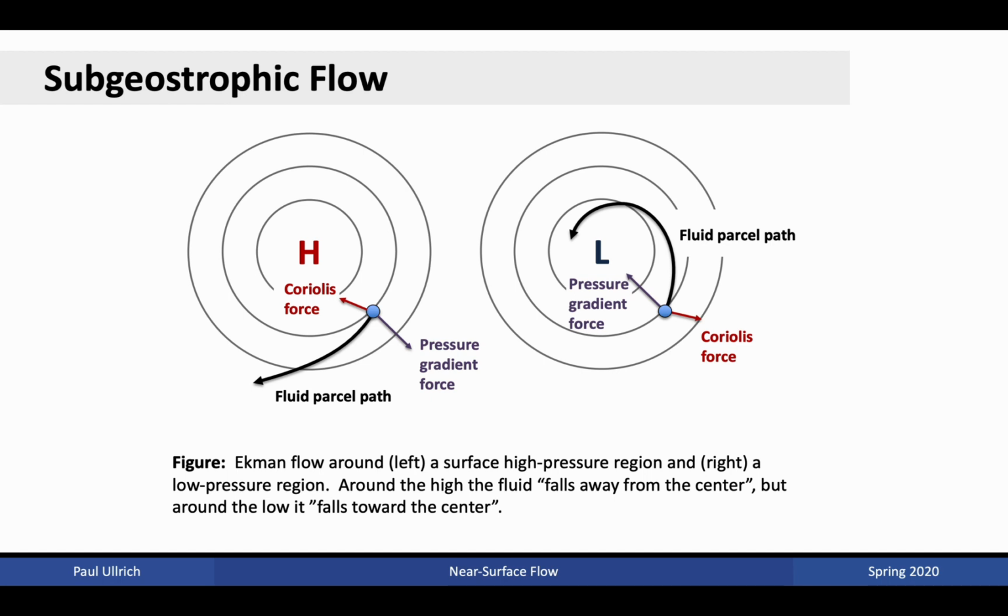The net result, if one traces the trajectory of these fluid parcels, is to see in the high pressure case a fluid parcel that spirals out away from the high, whereas in the low pressure case you have a spiral into the low. The spiraling, of course, occurs because the flow is still mostly geostrophic. That is, it tends to try to follow along these lines of constant pressure, but with a slight inward tilt associated with it.